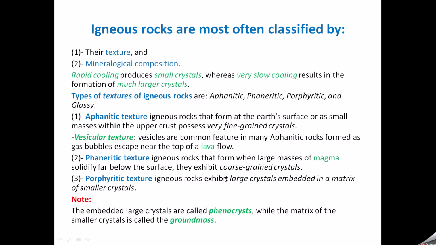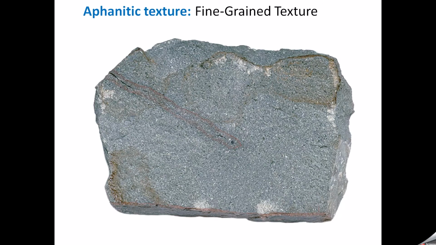Let's go back to the definitions. So, aphanitic texture: igneous rocks that form at the Earth's surface or as small masses within the upper crust possess very fine-grained crystals. So where do these aphanitic rocks occur? Those at the Earth's surface, volcanic rocks mainly. Okay.